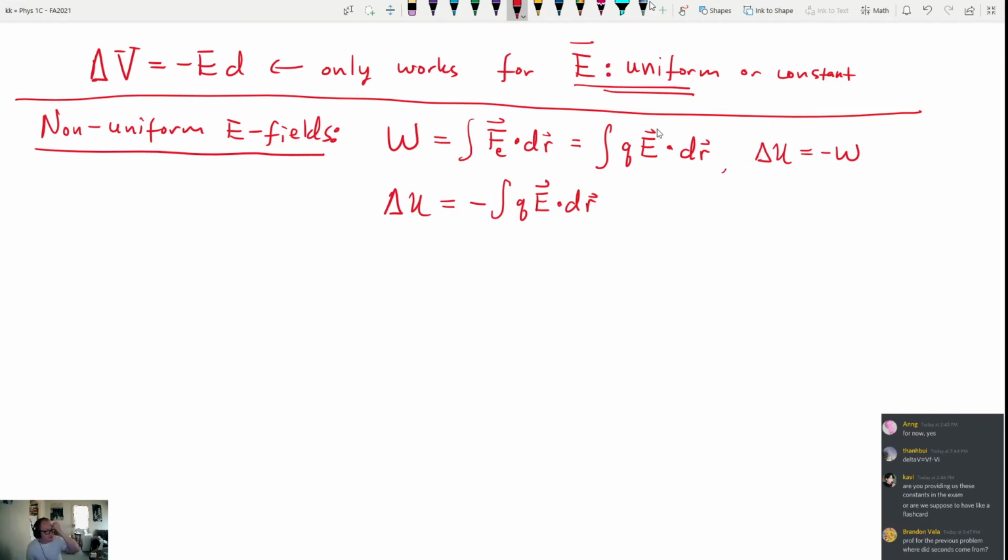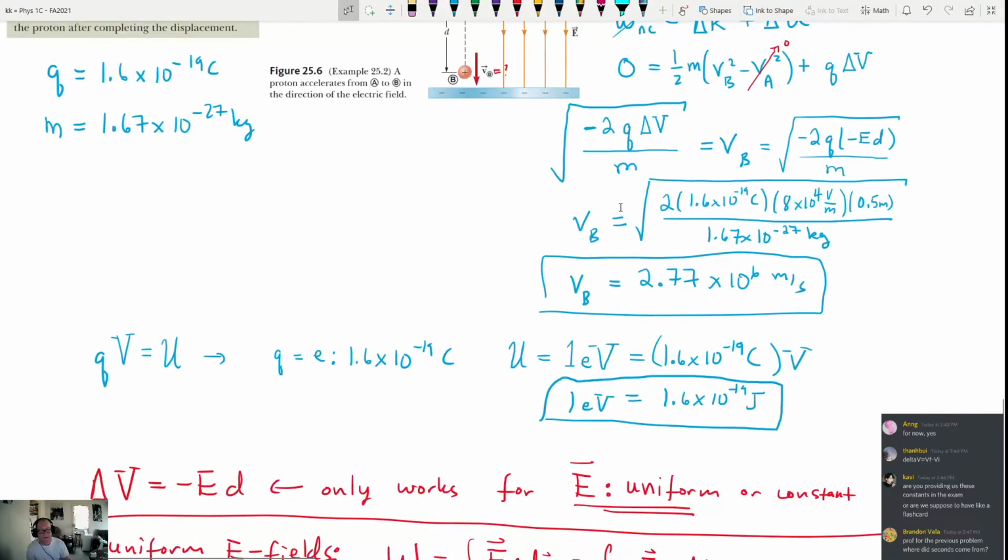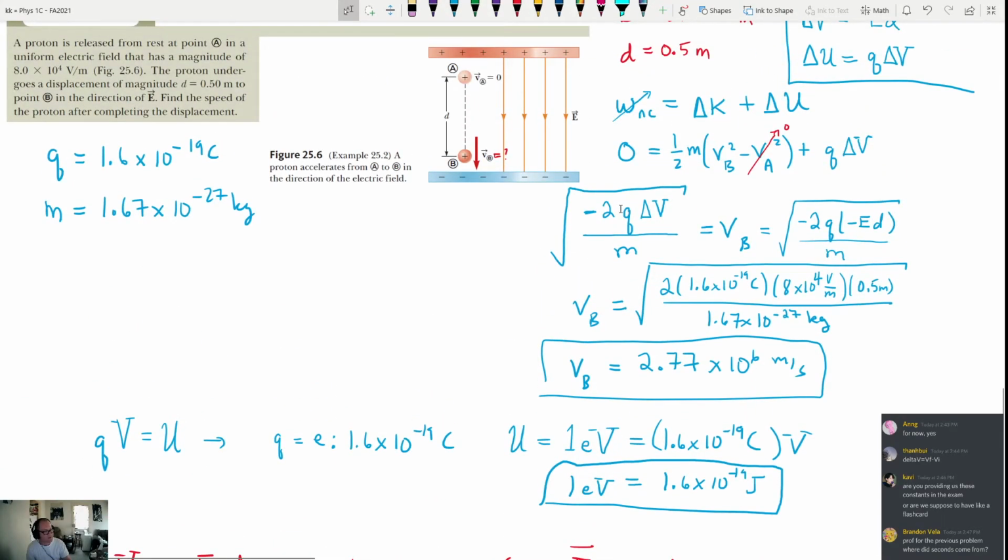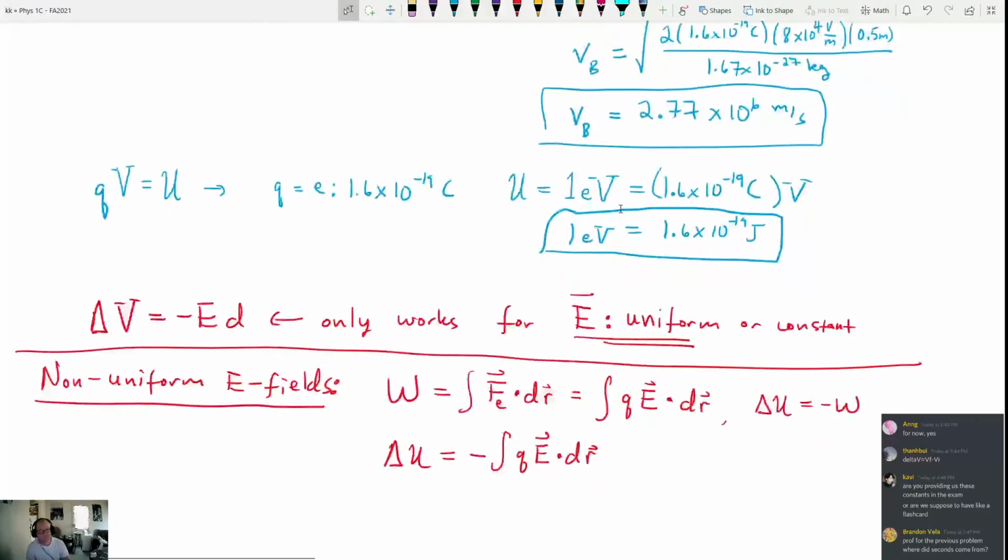Are you providing us these constants in the exam? Yes. I feel like I've answered that question multiple times. I guess what I've answered before is, will you have an exam? Will you have an equation sheet? You'll have an equation sheet. You'll get the constants, yes. Should you memorize them? Definitely. You should still memorize everything. It's just really helpful to memorize things. Regardless if you all think so or not, you absolutely should memorize things.